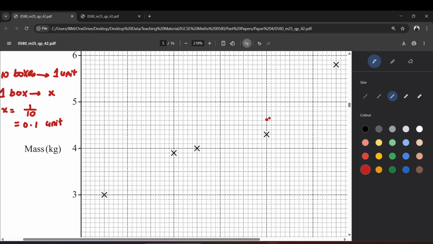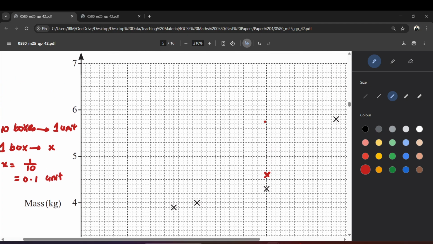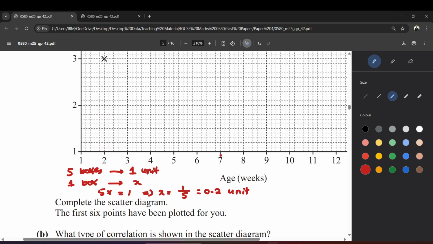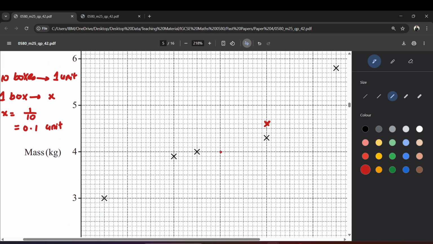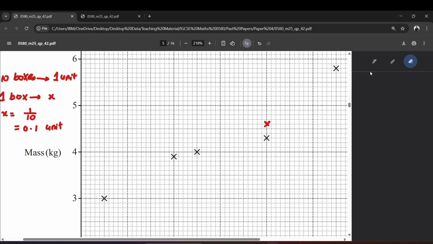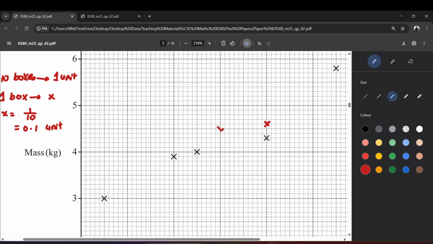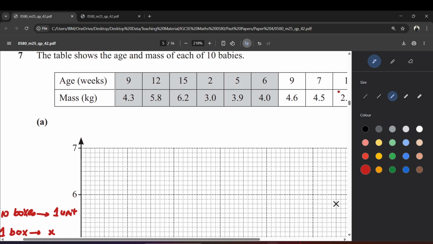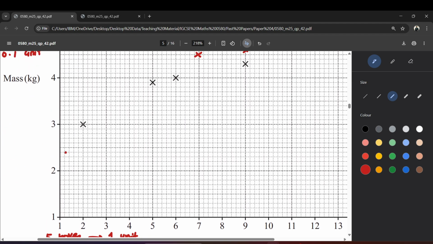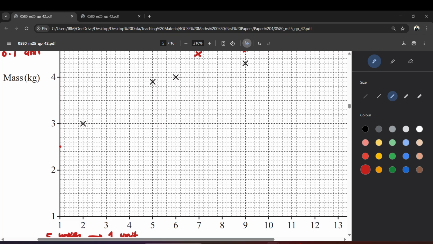So over here we have to make a cross. You have to mark a cross over here. The next one is 7, 4.5. Okay, so this is 7. 4.5 is over here, exactly between 4 and 5. Okay, then 1, 2.5. Okay, 1 is over here, and 2.5 will be at the center of 3 and 2.